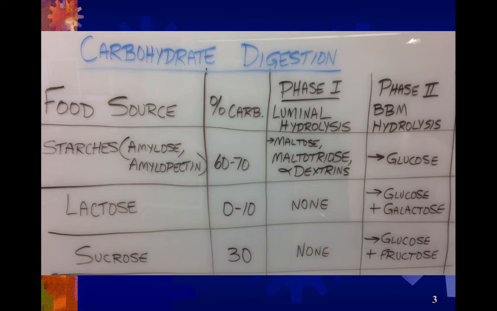And a few points from this. So if we look at the left side of this table over here, we can see this is the food source. So these are the major carbohydrate sources in our food. We have starches, which includes both amylose and amylopectin. We're optimistic, and we're going to say that people consume approximately 60 to 70% of their carbohydrates in the form of starch. Okay?